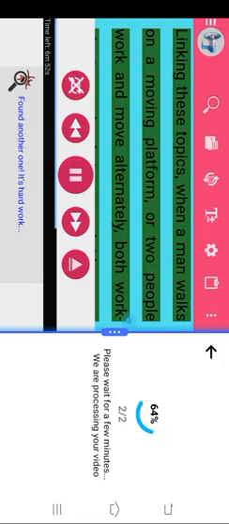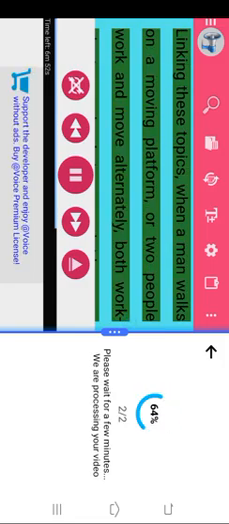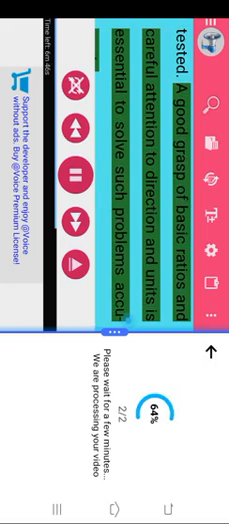Linking these topics, when a man walks on a moving platform, or two people work and move alternately, both work sharing and relative speed ideas are tested. A good grasp of basic ratios and careful attention to direction and units is essential to solve such problems accurately.